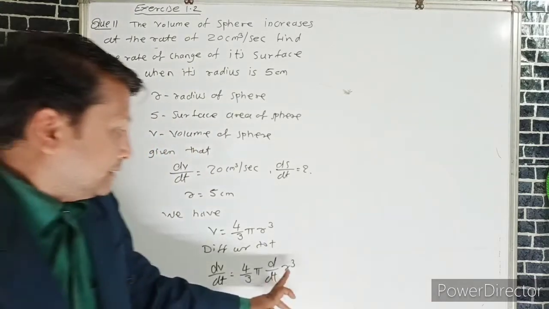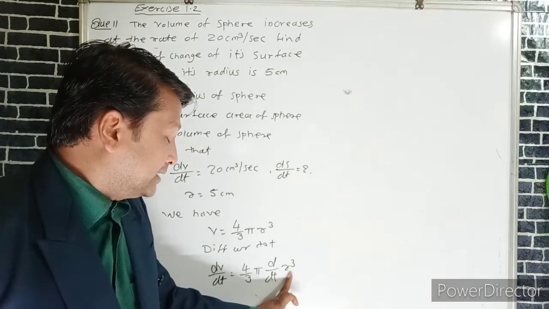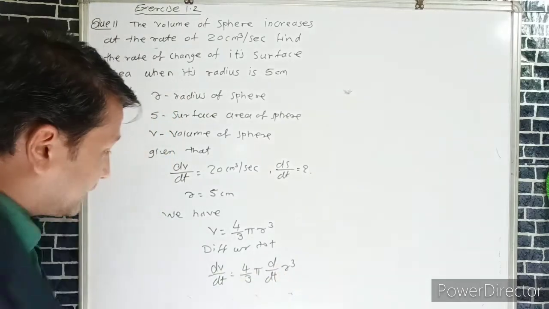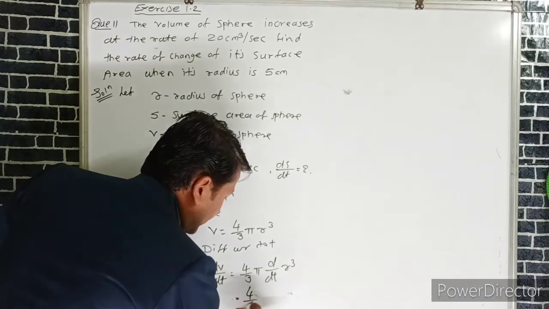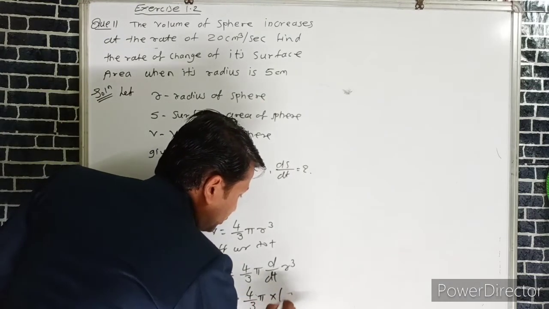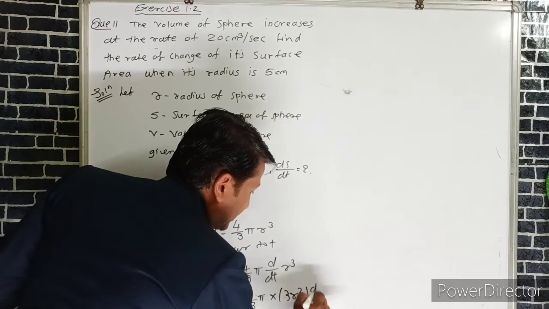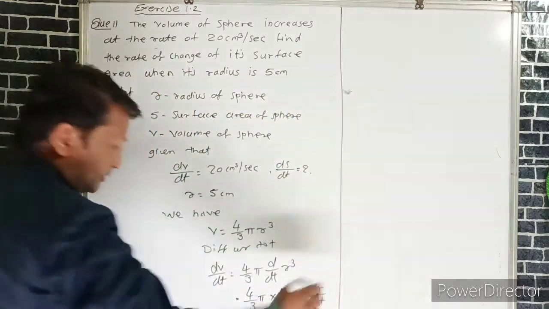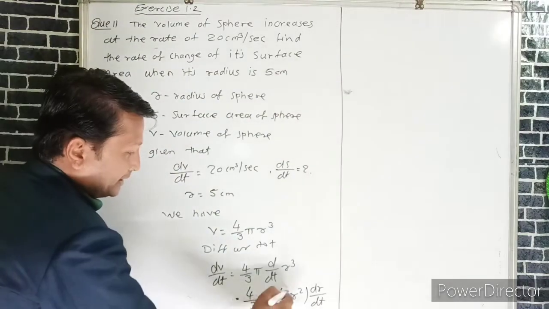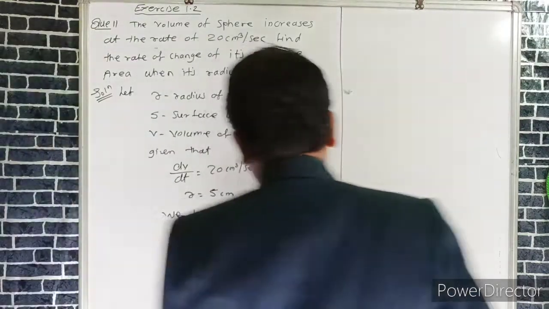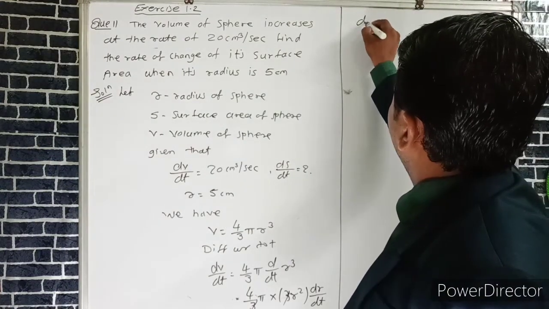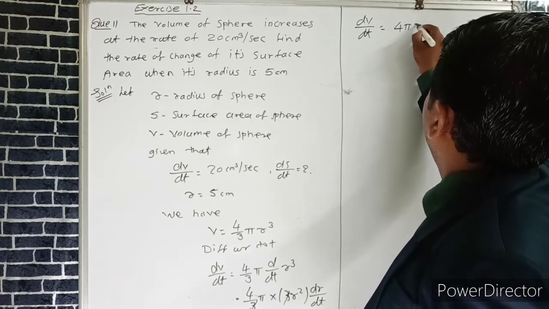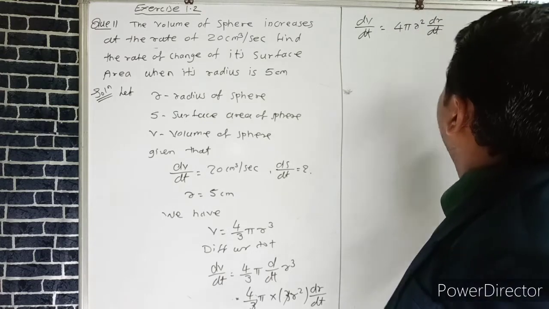Here, if we consider r as a differentiable function with respect to t, and if we take the derivative of r cube, we can write 4 by 3 pi into 3r square, and again the derivative of r with respect to t, which is dr by dt. Here 3 gets cancelled. We can write dV upon dt is equal to 4 pi r square into dr by dt.